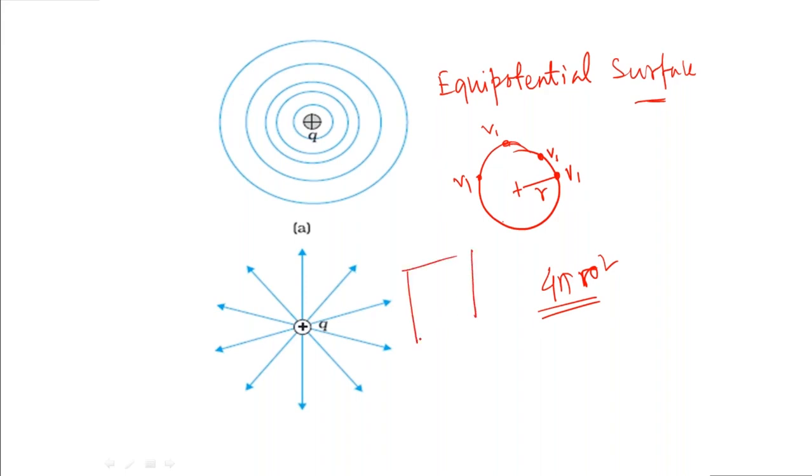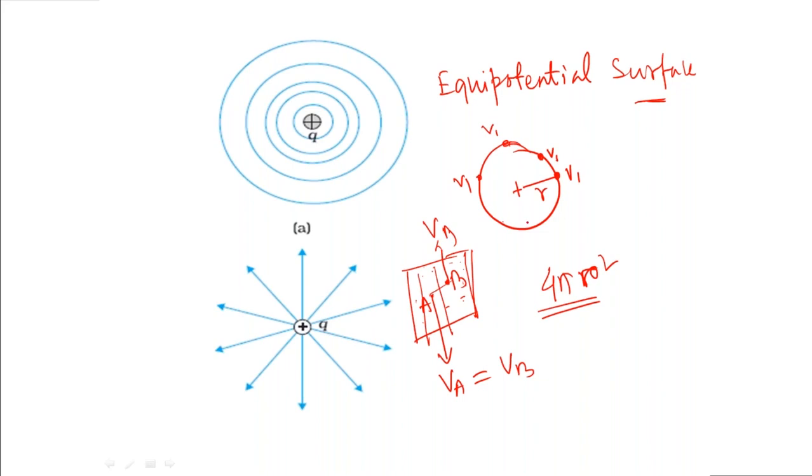What does that mean? Suppose I take a plane surface like this, with a point A and a point B. If I know the potential at A is VA and at B is VB, then VA is equal to VB. That means there is no potential difference. If this is an equipotential surface, at each point on the surface there will be the same potential.